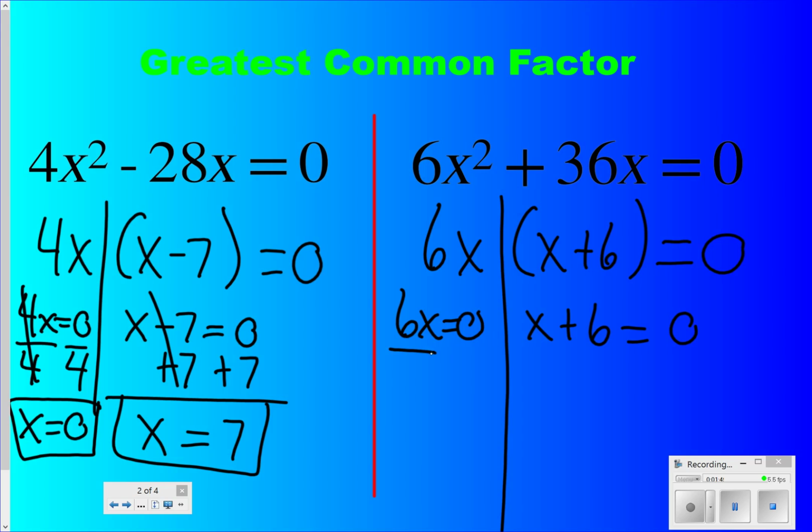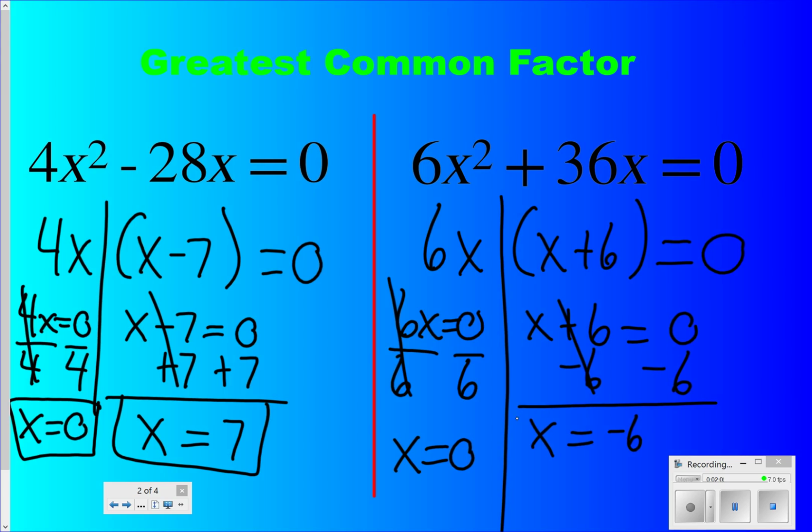Now you're going to use inverse operations and divide by 6, that's going to cancel out. You're going to divide by 6 on this side, and you're going to have x equals 0, and then you're going to subtract 6 on this side, and that's going to cancel, and subtract again, and you're going to have x is equal to negative 6 also. These are again your two values for x. So that is how you solve quadratic equations by finding the greatest common factor.